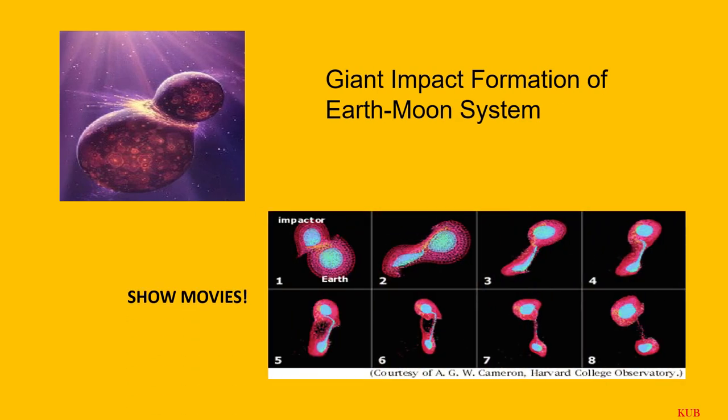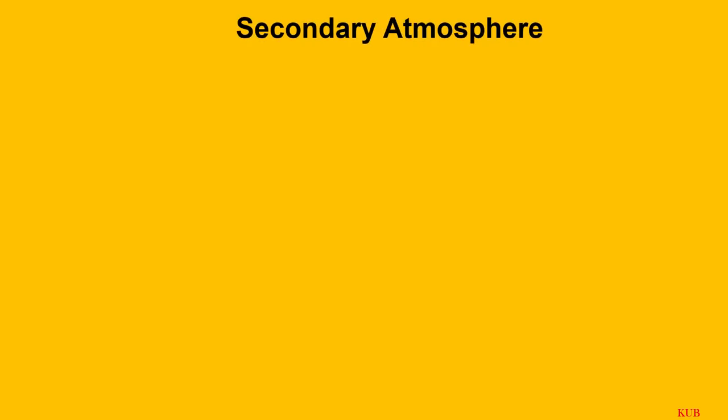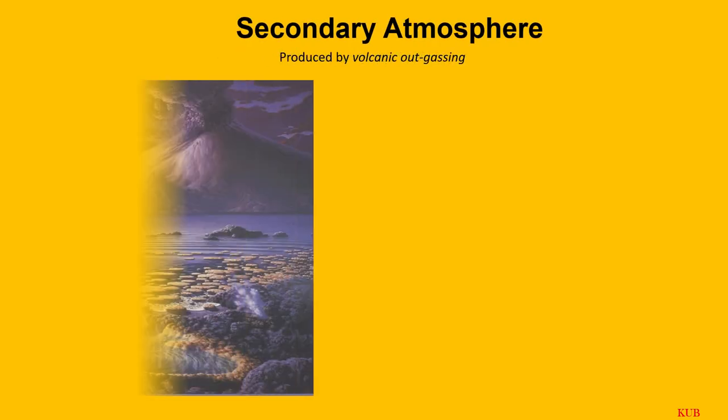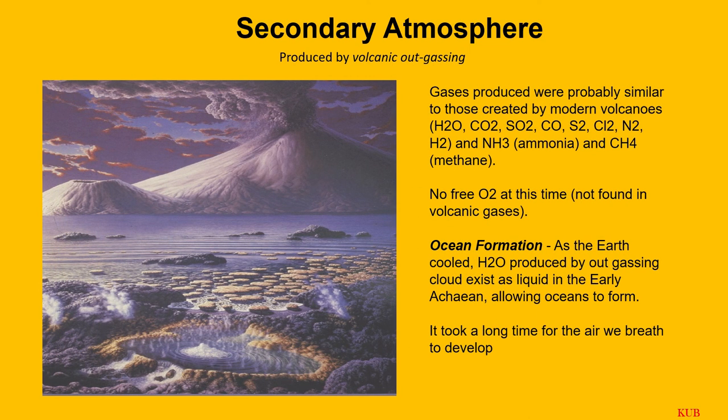Due to this, a secondary atmosphere was produced by volcanic outgassing. Gases produced were probably similar to those created by modern volcanoes: H2O, CO2, SO2, CO, S2, Cl2, N2, H2, NH3 (ammonia), and CH4 (methane). No free O2 was found in volcanic gases at this time.